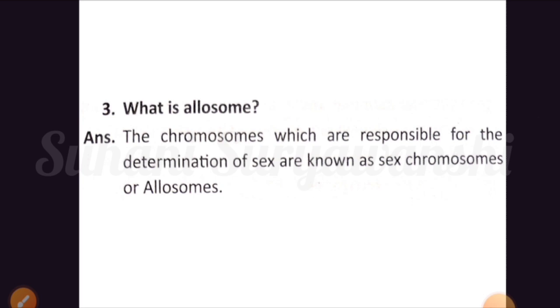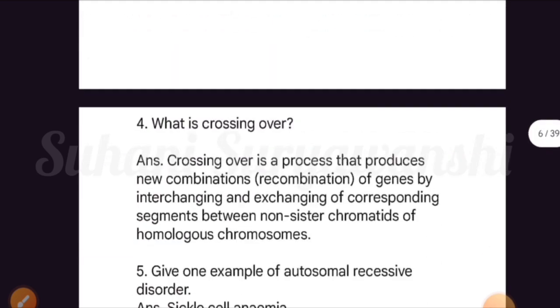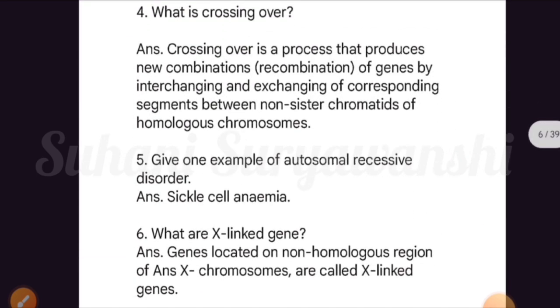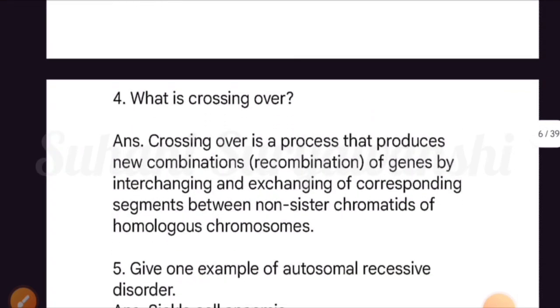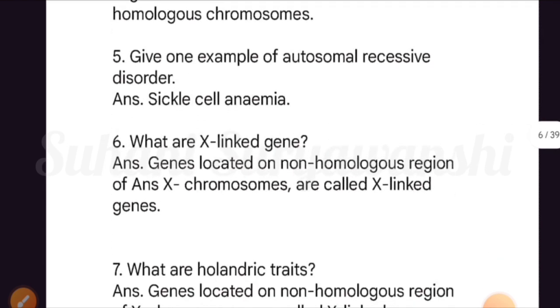The chromosomes which are responsible for determination of sex are known as sex chromosomes or allosomes. What is crossing over? Crossing over is a process that produces new combinations of genes by interchanging and exchanging of corresponding segments between non-sister chromatids of homologous chromosomes. Give one example of an autosomal recessive disorder. An example is sickle cell anemia.